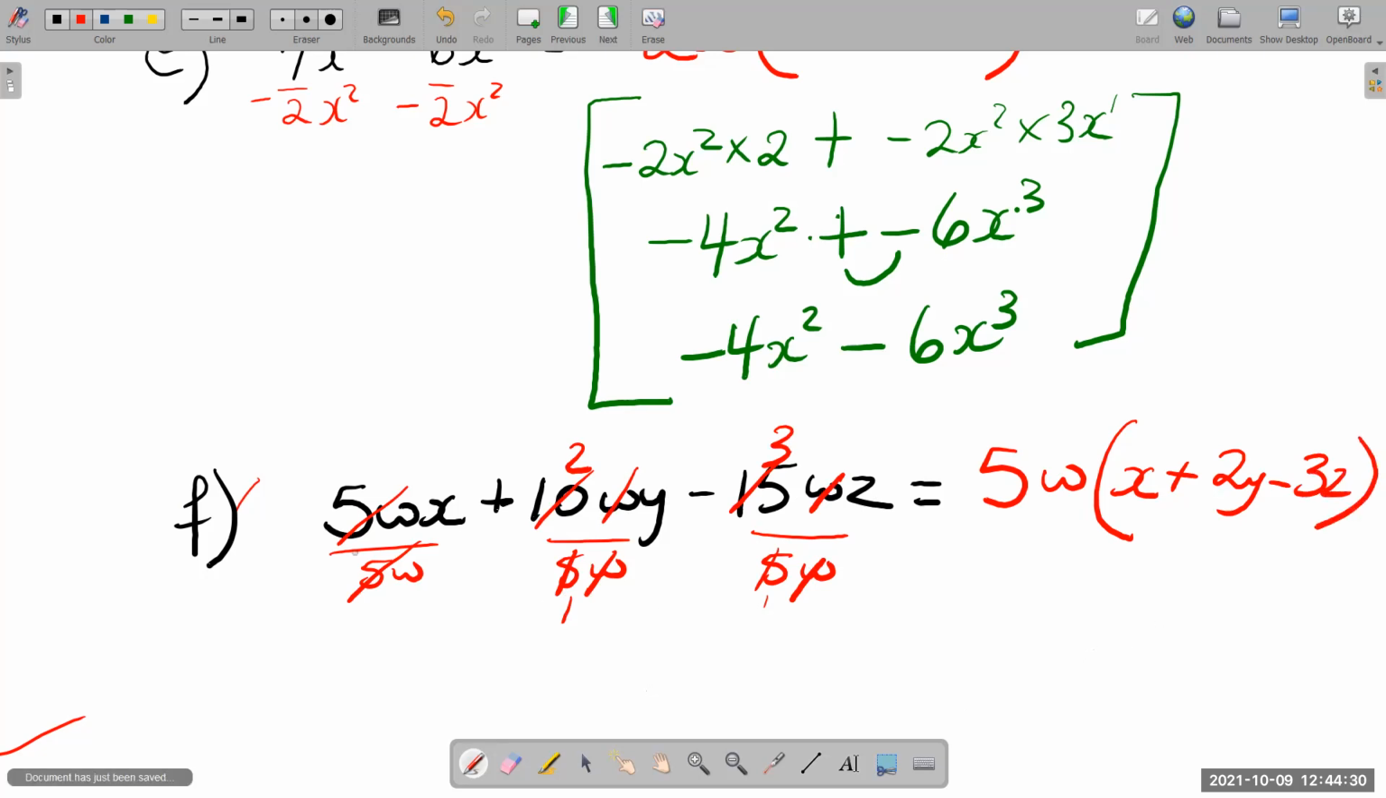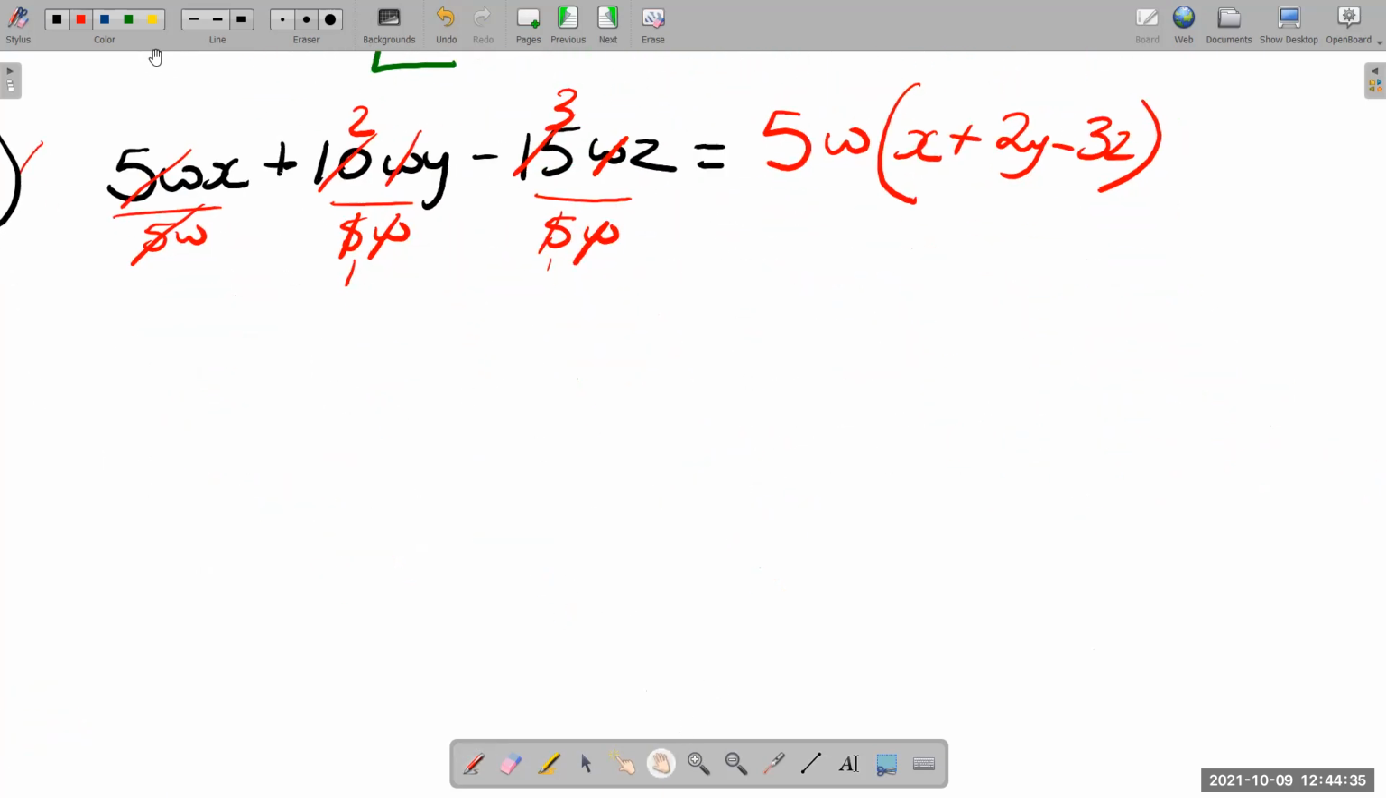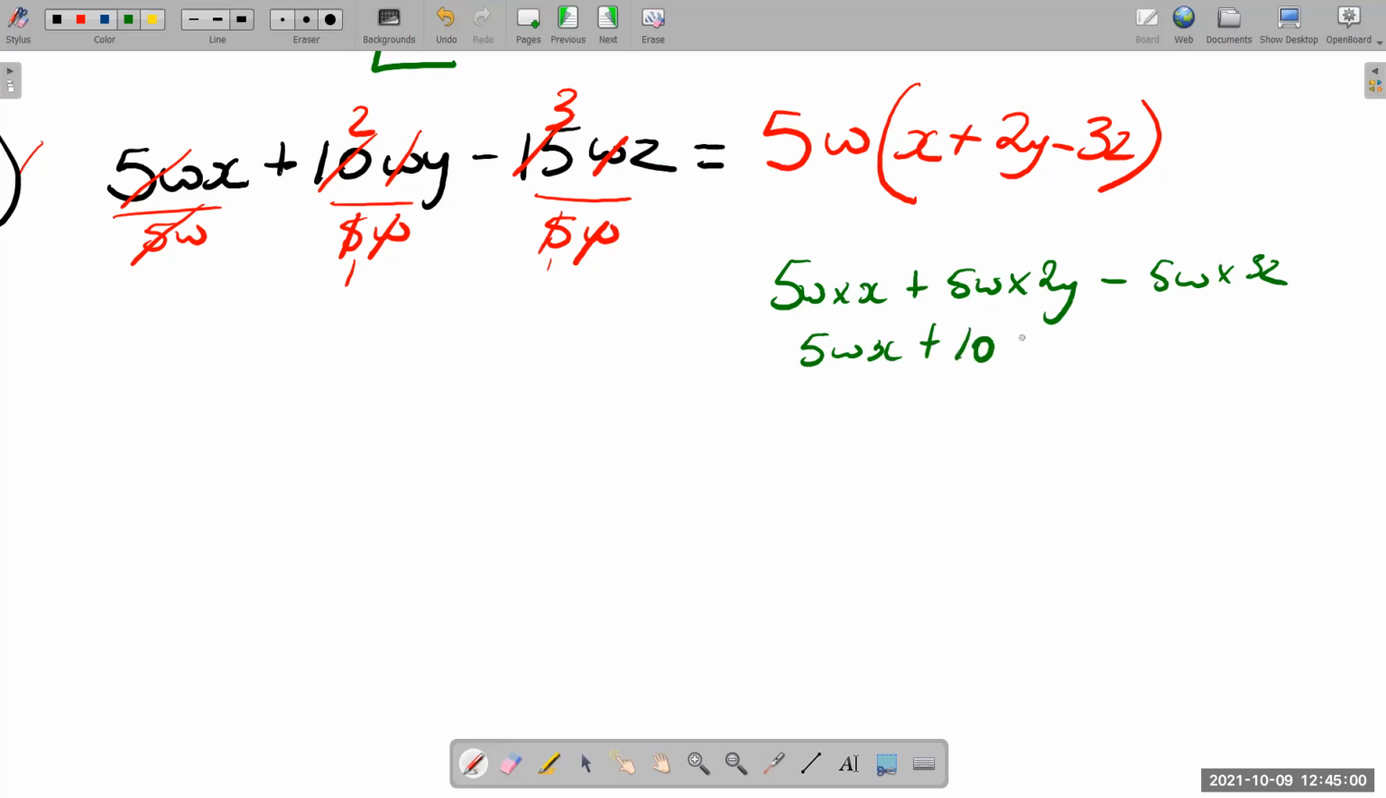And that's it. Again, let's do a back check, because this is also important for us to do. We know this means 5W times X plus 5W times 2Y minus 5W times 3Z. So let's work it out. 5W times X is simply 5WX, plus 5W times 2Y, 5 times 2 is 10. W times Y is... give me 1 minute, guys.